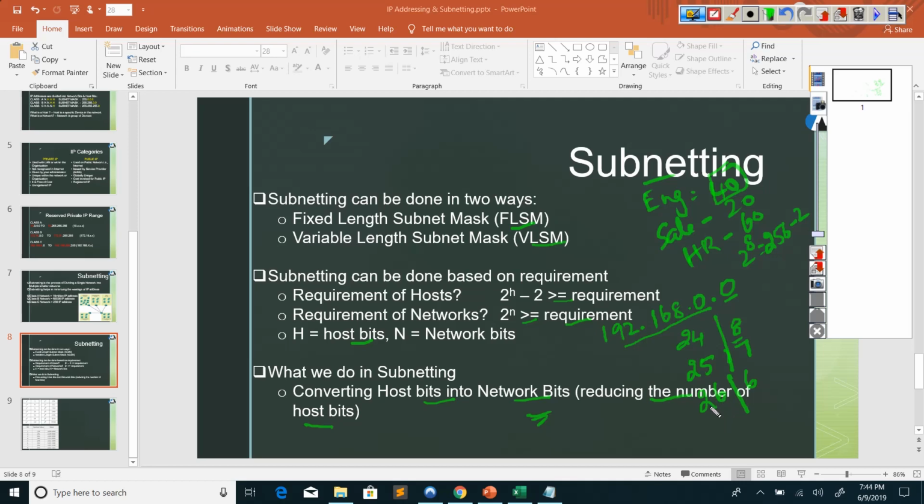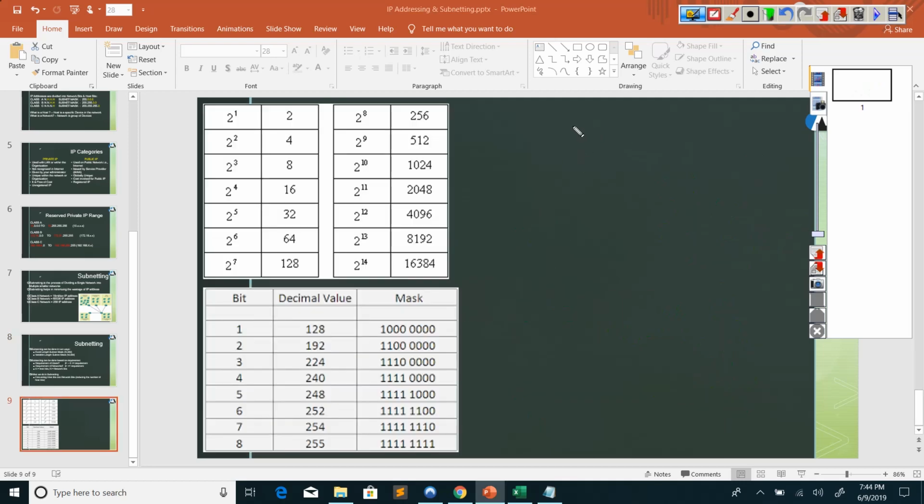Let us take an example and do the subnetting. We go back to the same example where my engineering team needs 40 IPs, or 40 hosts that have to be connected to that local area network. So I need 40 IPs. How can I achieve this? If the host bits are 5, then I get only 32 IPs, but I need 40. So what is the formula? 2 to the power of h minus 2 greater than or equal to the requirement. The requirement is 40.